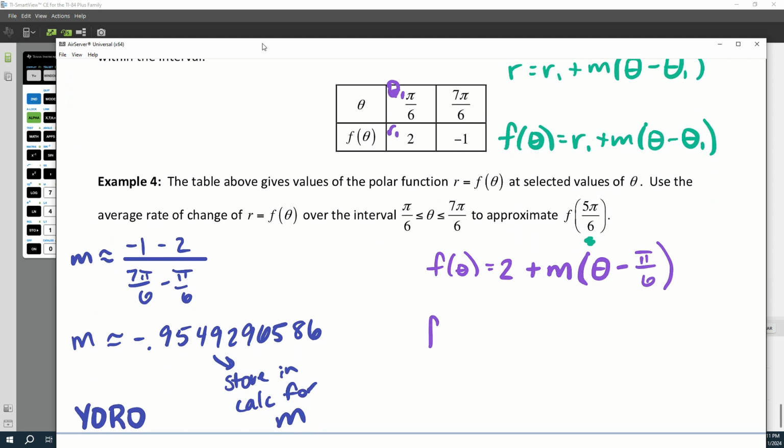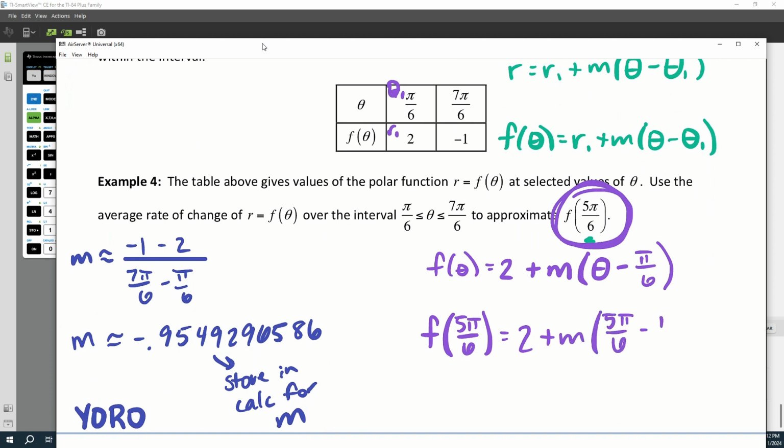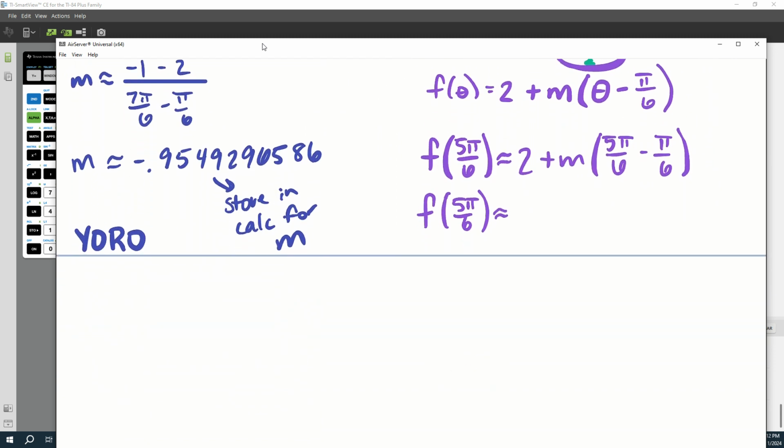That's an approximation. And then what I want to do is I want to approximate it for 5 pi over 6. This is the problem we're going to get to. So what I would do is I would take that 5 pi over 6 and I would put it in for theta. And that's going to give us an approximation for it. It might be a good one. It might be a terrible one. We don't know a ton about this function, so it doesn't really matter.